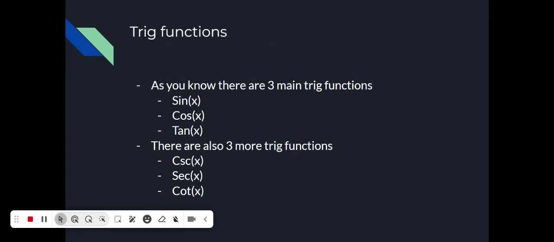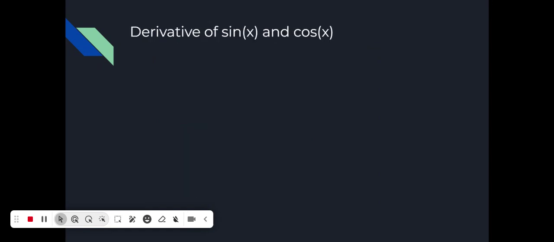As you know, there are 3 main trig functions: sine of x, cosine of x, and tangent of x. But there are also 3 more trig functions you may have heard of: cosecant of x, secant of x, and cotangent of x. Cosecant of x is just 1 over sine x, secant x is just 1 over cosine x, and cotangent x is 1 over tangent of x.